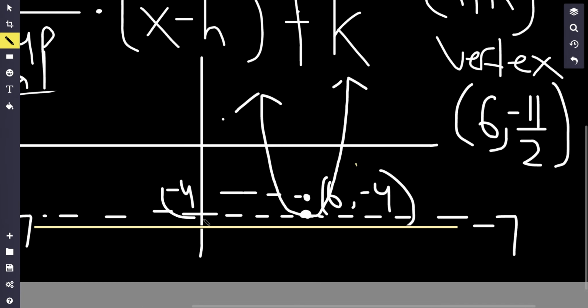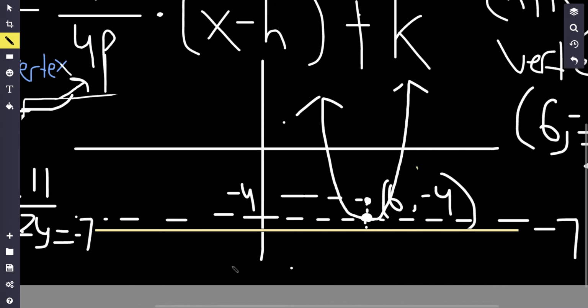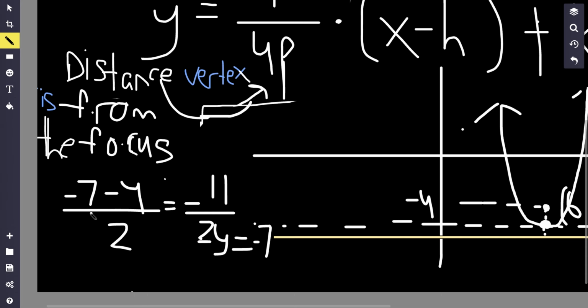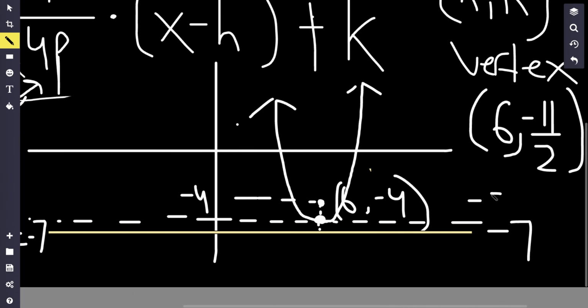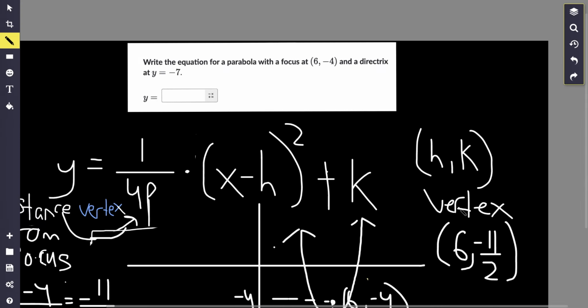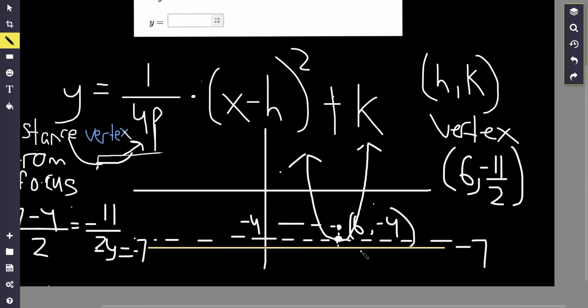The y value has to be in between -4 and -7, because if the x value of my focus and my vertex is the same, well, the distance from this vertex to this focus has to be the same as the distance from the vertex to the directrix. And you basically have to find a number that's in between -4 and -7. And that's where you take the average of those two numbers and you get -5.5, or -11/2, which is in between -4 and -7. They're equidistant, right?